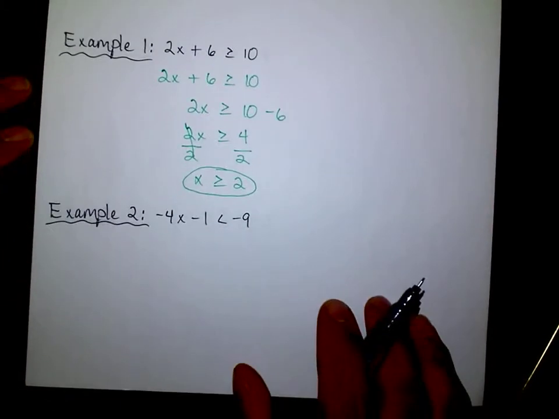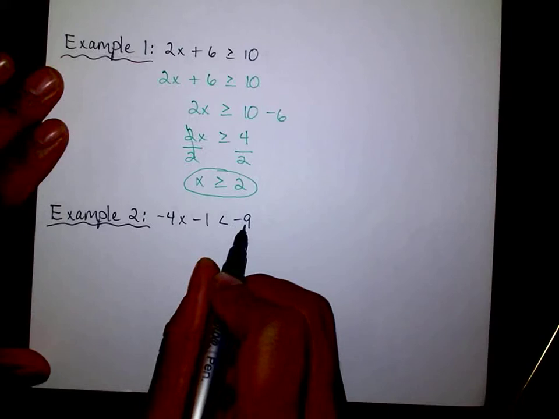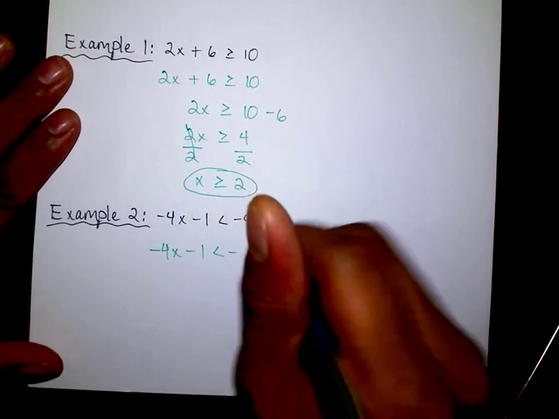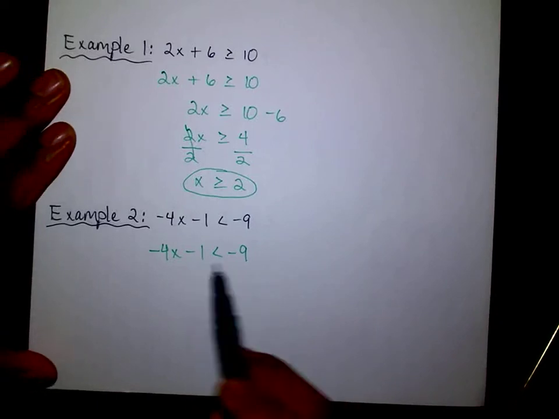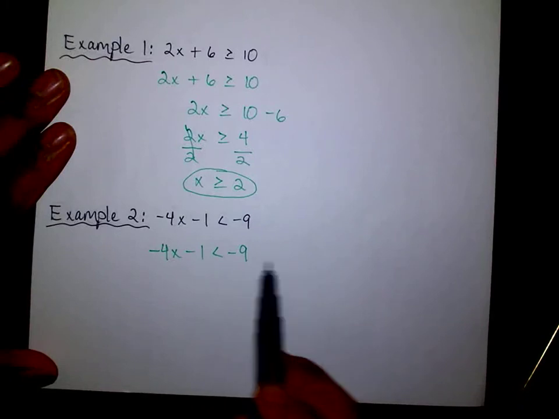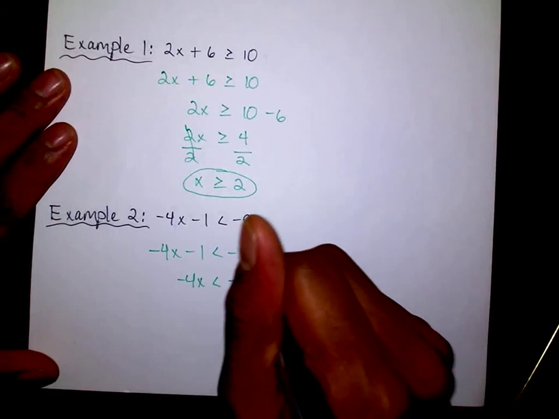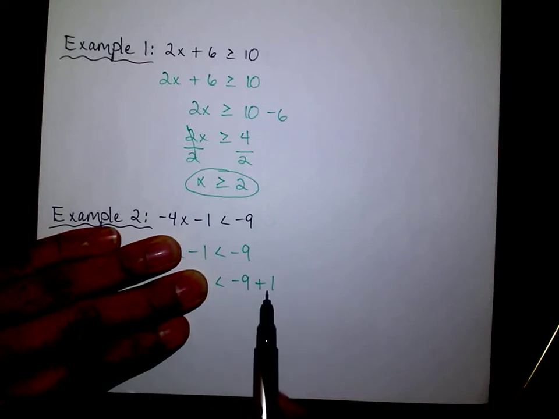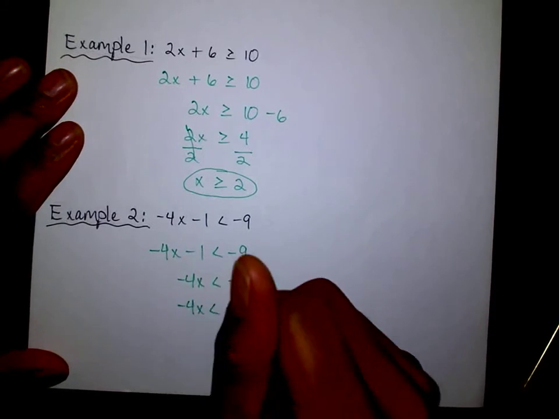Come down here. Next problem. Negative 4x minus 1 is less than negative 9. Now first I want to go ahead and start off by rewriting my problem again. It's always a good habit to rewrite your problems. Now we want to first start off by moving this across. And remember, as I said before, when we move it across, it's going to do the opposite. So right now it's negative. When I see it over here next time, it should be positive. So negative 4x less than negative 9 plus 1. As you can see right here, when I moved it across, it became positive. Simplify that. That's going to give me negative 4x less than negative 8.